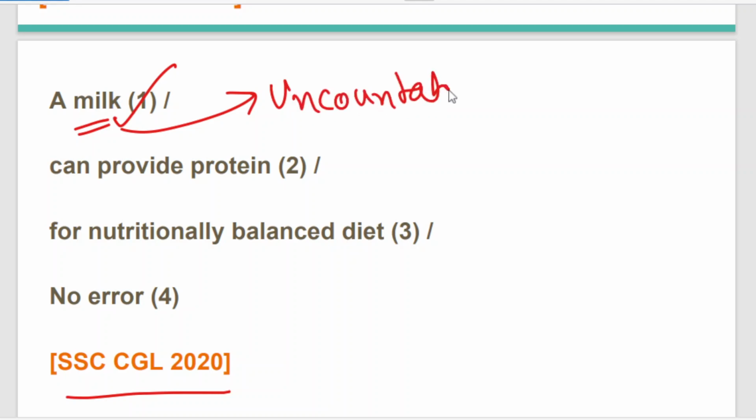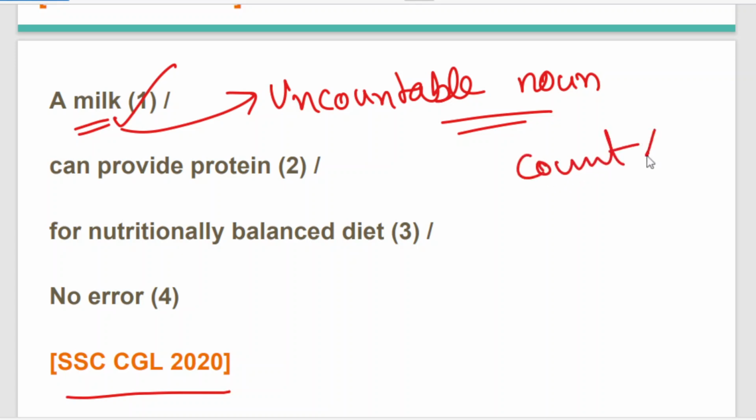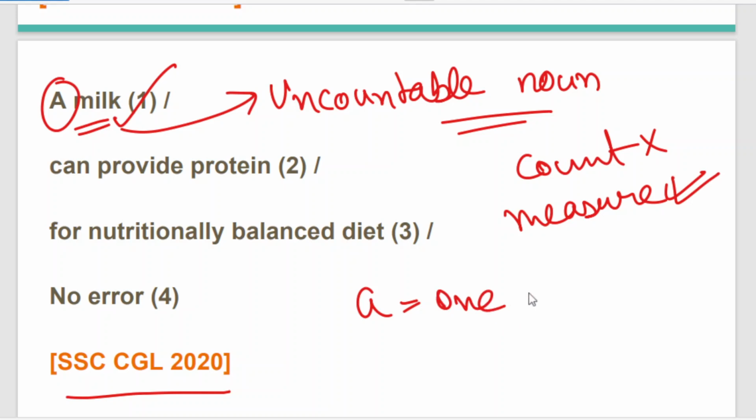Let me just write it down for you all. Milk is an uncountable noun. Now what is uncountable? Things that we cannot count, but definitely we can measure it. We can measure milk with the help of units, liter, right? We can measure it, but we cannot count it as 1, 2, 3, 4. And when do we use "a"? "A" is used for showing one or one unit. So whenever we are saying give me a pen, that means we are saying give me one pen.